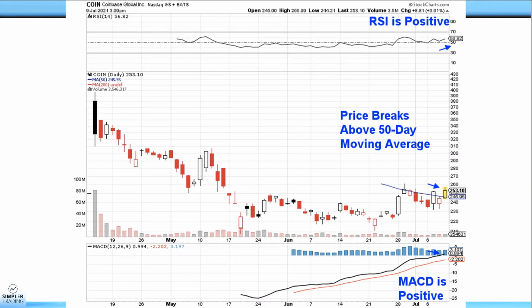Next here we have Coinbase Global, COIN. They do provide a cryptocurrency platform, and it is a recent IPO, but we can still take a look at some of these dynamics. Number one, today the price is back up above this blue line here, your 50-day simple moving average. Your MACD just tipping into positive territory today, and then that RSI is positive.